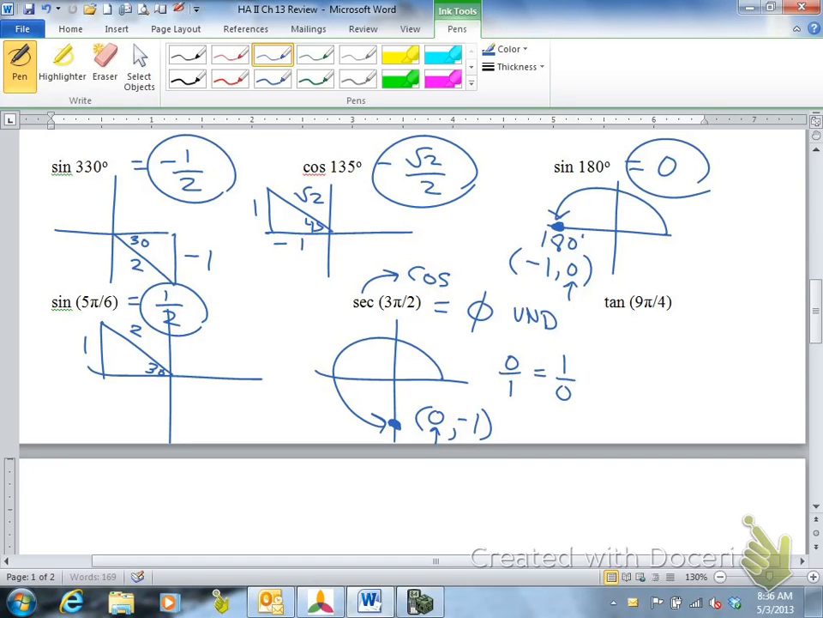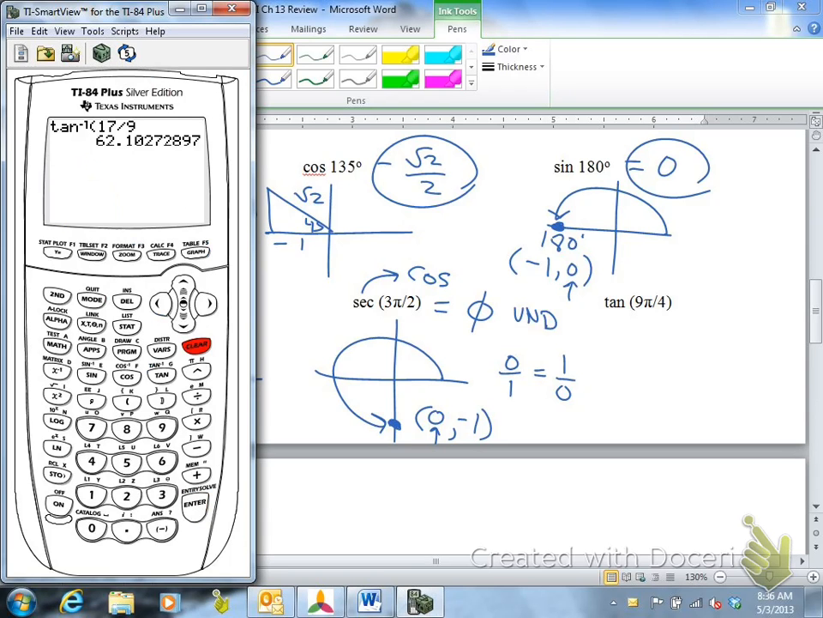U or undefined, you could do either one. Undefined solution. And if you don't believe me, you won't actually be able to use calculators on this part, but just to show you that that's true. 3 pi over 2 is 270. So you would get division by 0 is undefined.